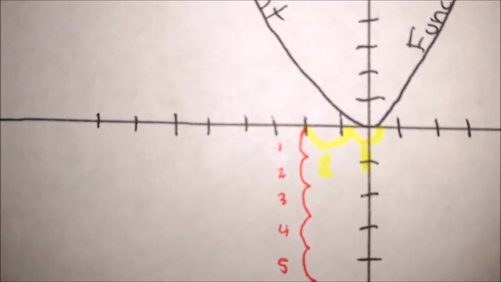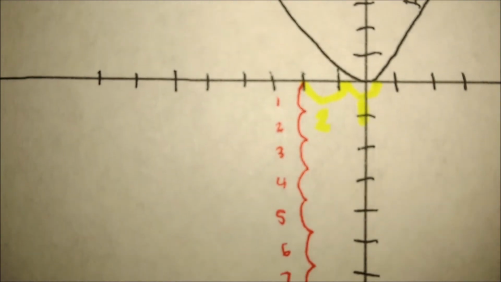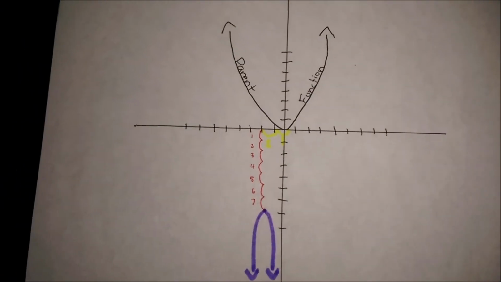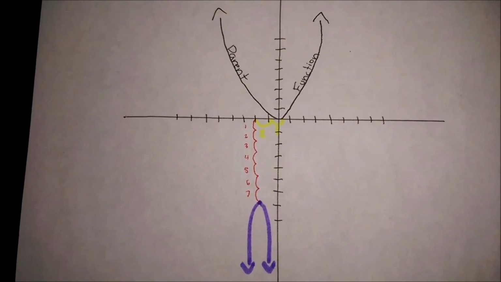And we are going to vertically stretch it by a factor of 3 and flip it upside down because of the negative 3 at the start of the equation. And that's how you translate this function.